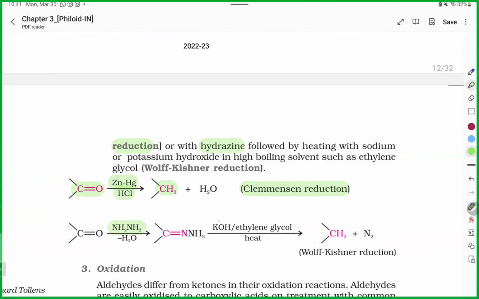Then you react with NaOH or KOH in a high boiling solvent like ethylene glycol. So in Clemmensen reduction and Wolff-Kishner reduction, the reactant is the same and the product is the same. The reagent is different. In Clemmensen reduction, you have zinc amalgam and concentrated HCl. Here, hydrogen (hydrazine), ethylene glycol and heat.